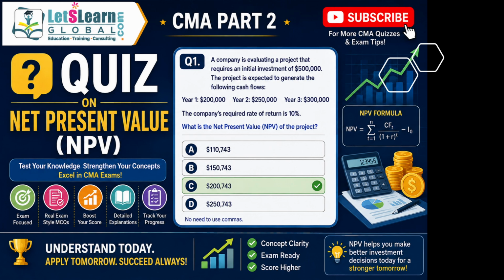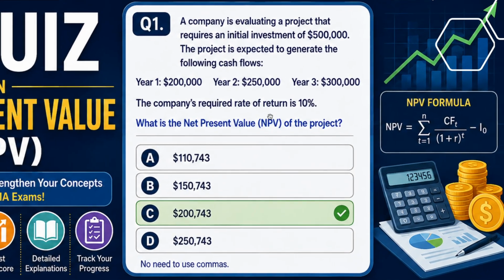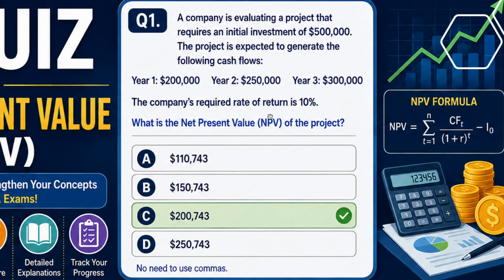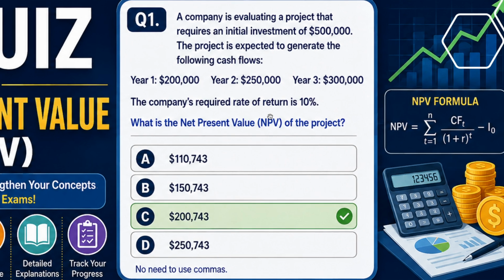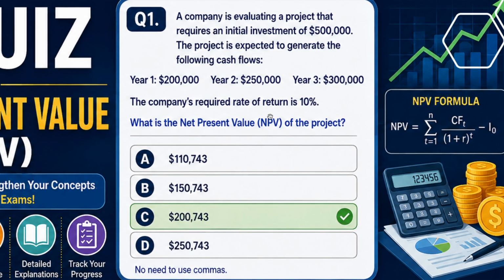Let's have a question here. A company is evaluating a project which requires an initial investment of 500,000. The project is expected to generate the following cash flows. Year 1, 2, 3: we have 200,000, 250,000 and 300,000 respectively. The company's required rate of return is 10%. What is the net present value of the project?